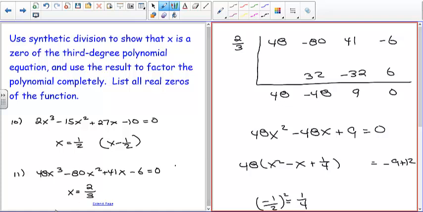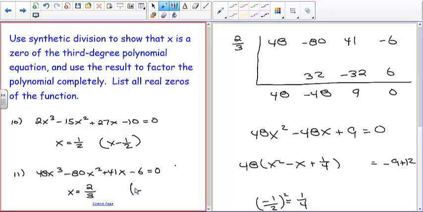So this is interesting because it has a, well, the last one had a fraction as well. They don't have to be fractions, but the factor associated with this is x minus 2/3. This is the 0. This is the factor. So we take the coefficients from the polynomial: 48, negative 80, 41, negative 6. Write this up here. Bring this down. 48. 48 times 2/3 is 32.